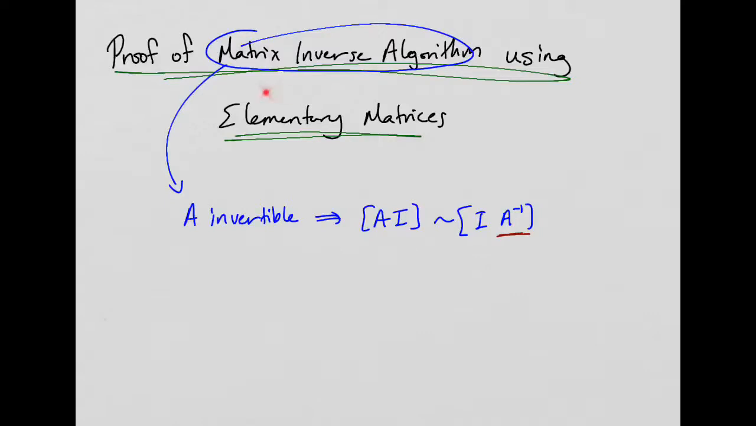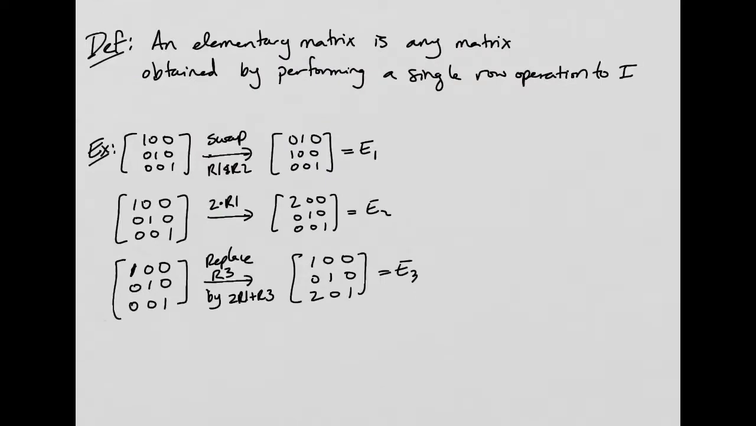And the way we're going to prove it is by using elementary matrices, which we will talk about first. So an elementary matrix is any matrix that can be obtained by performing a single row operation on the identity. So you start with the identity, you perform one row operation, and the resulting matrix is called an elementary matrix. So for example, here's a 3 by 3 identity matrix. If I swap the first two rows, row 1 and row 2, I get this matrix. This is an example of an elementary matrix.